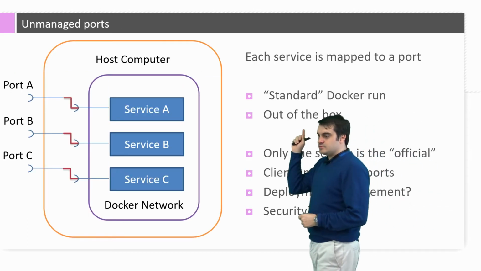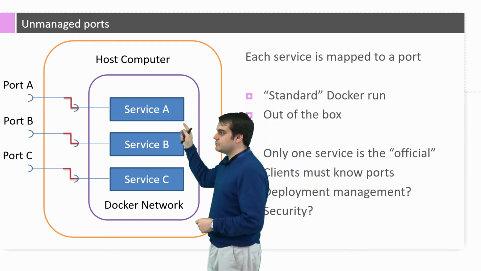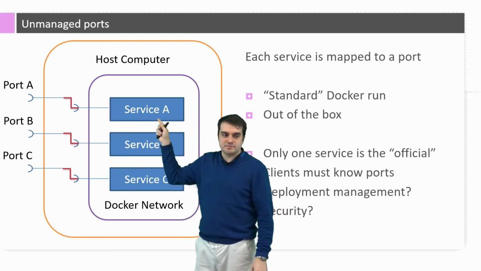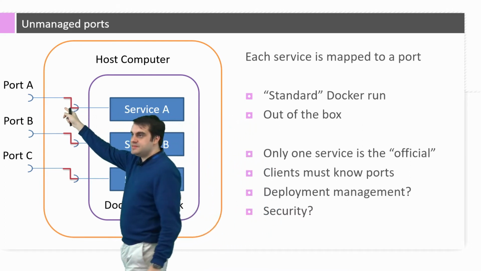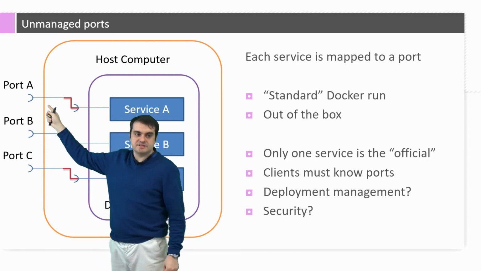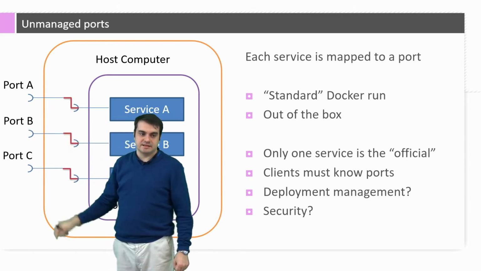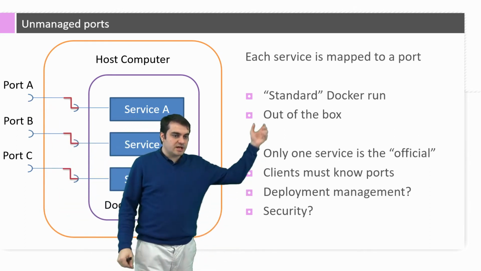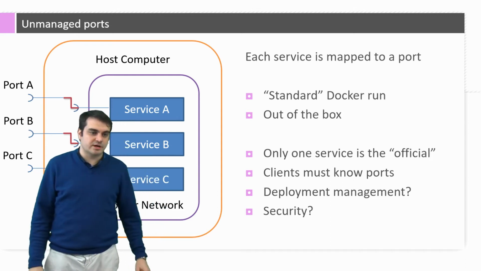In past videos, we've seen how to run your Dockers, and we've seen that when you want to create a container, you specify the container, the image, and then map the port that the image specified that it is exposing to a port that your host computer can listen to. This works out of the box. This is how we are instructed to use Docker.